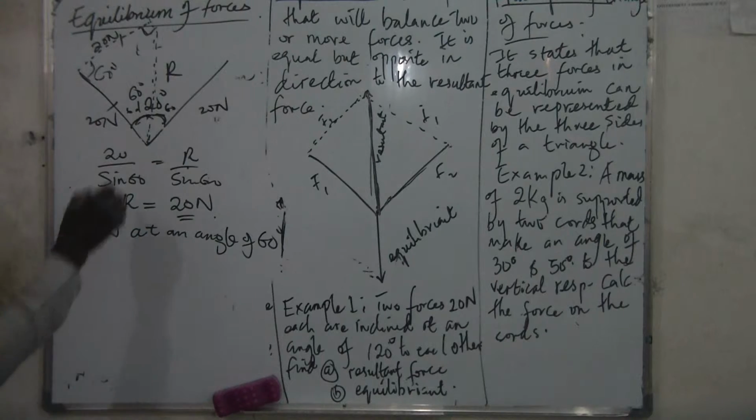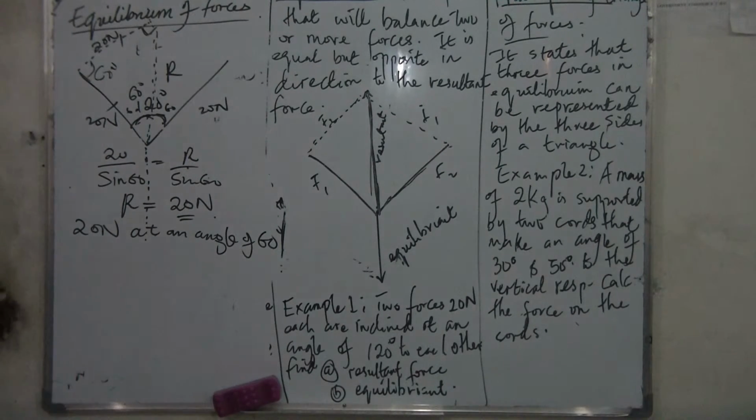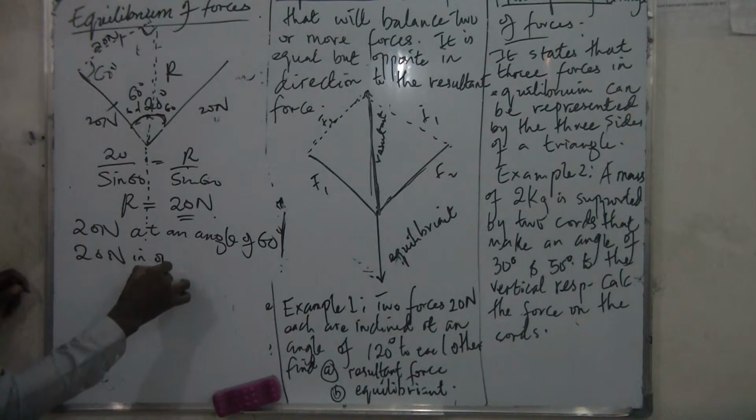The equilibrium force is the force that is equal and opposite in direction to the resultant force. So the equilibrium force should be 20 Newton in the opposite direction.